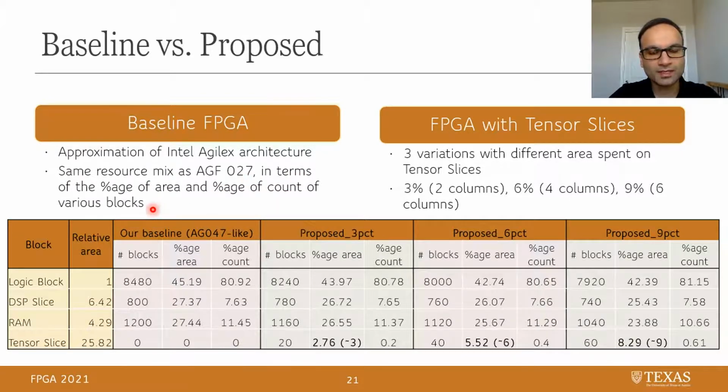various blocks. On the FPGA with Tensor Slices, which is the proposed FPGA, we created 3 variations with different area spent on Tensor Slices: 3% of the total area of the FPGA fabric spent on Tensor Slices, 6%, and 9%. The different percentages basically resulted in different numbers of columns of Tensor Slices in that proposed FPGA. The table here shows the relative area of various blocks on the FPGA fabric and the number of blocks and hence the number of columns for each type of block in the baseline and the 3 proposed variations.